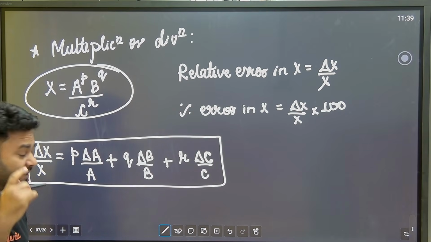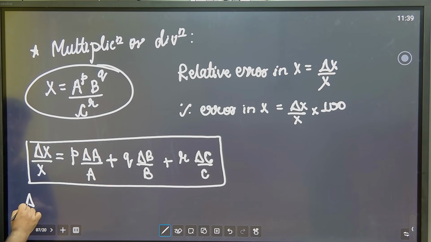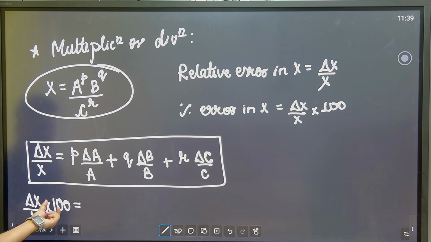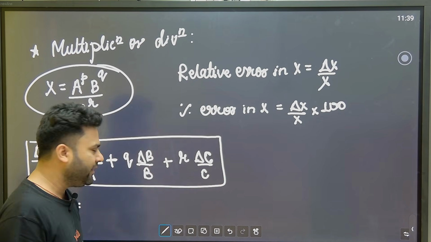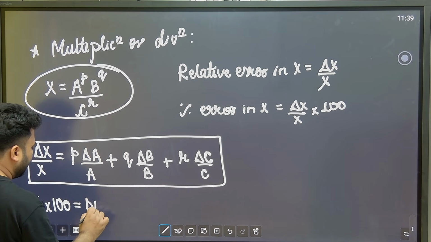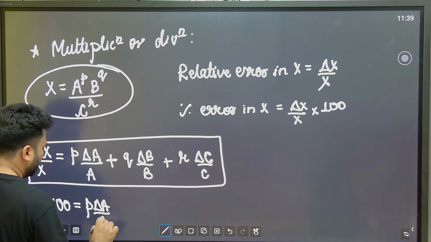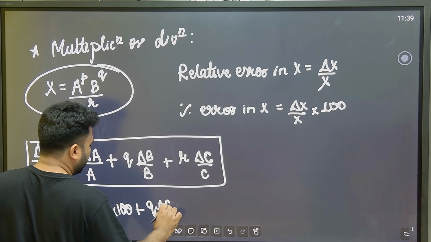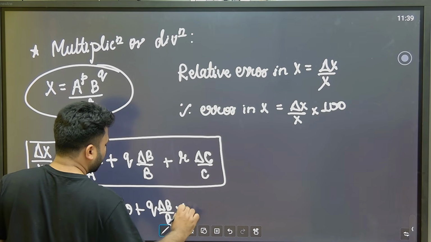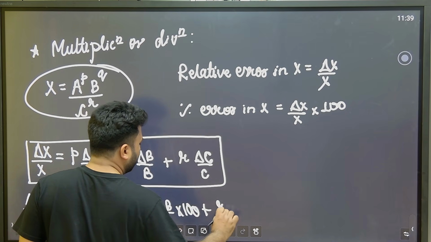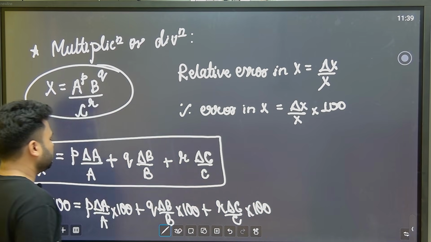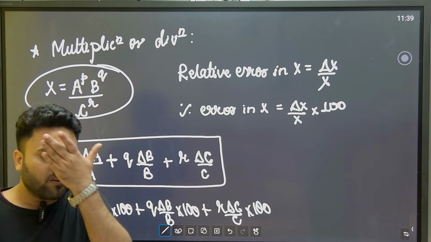Sometimes they ask what is the percentage error in X? Percentage error in X is delta X by X into 100. This is the percentage error in X. So if you are multiplying by 100 here, you should multiply by 100 here also. So you will write P delta A by A into 100 plus Q delta B by B into 100 plus R delta C by C into 100. This is the percentage error in X.